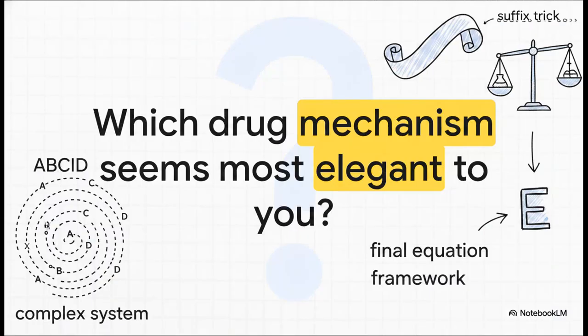So there you have it. We went from a totally confusing list of names to a clear, organized system. The ABCD mnemonic, the suffix trick, and this final equation give you an incredibly powerful framework. But this isn't just about memorizing facts. It's about appreciating all the different, really elegant ways we can interact with the body's complex systems. So I'll leave you with this. Which one of these mechanisms do you find the most fascinating?